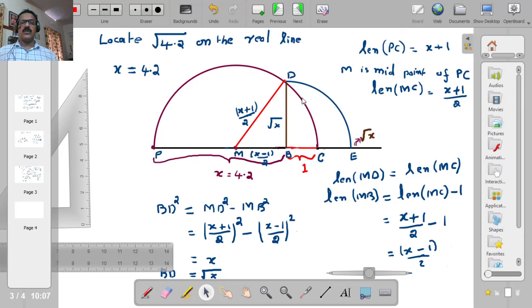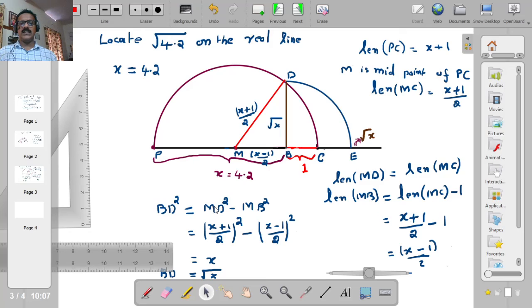So what will be the altitude BD? Now we have to find the length of BD. We know that this is a right angle triangle. So BD squared is equal to MD squared minus MB squared, because MD is the hypotenuse. So altitude squared is equal to hypotenuse squared minus length of base squared. MB is the base of this right angle triangle.